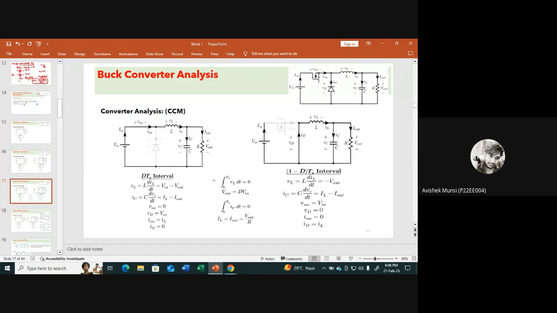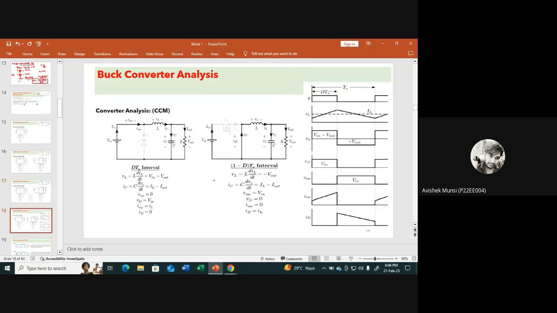If you integrate the voltage across the inductor, according to the volt-second balance, the total over the time will be 0. So that is basically V0 equal to D times V in. You can get it that way by integration, or in an algebraic way as I discussed. So this is the buck converter analysis. Many times questions were asked through the graphical method.